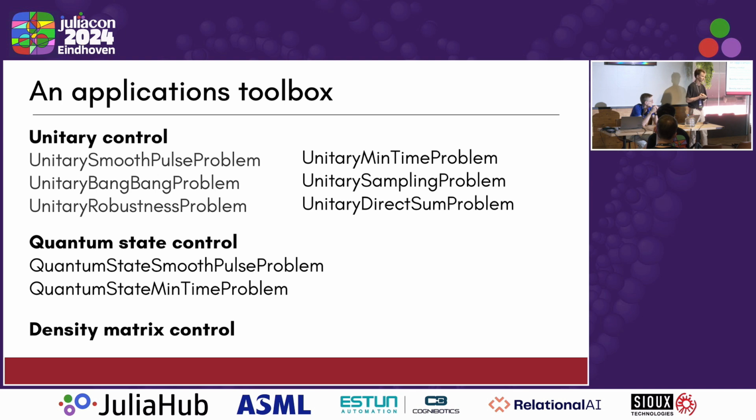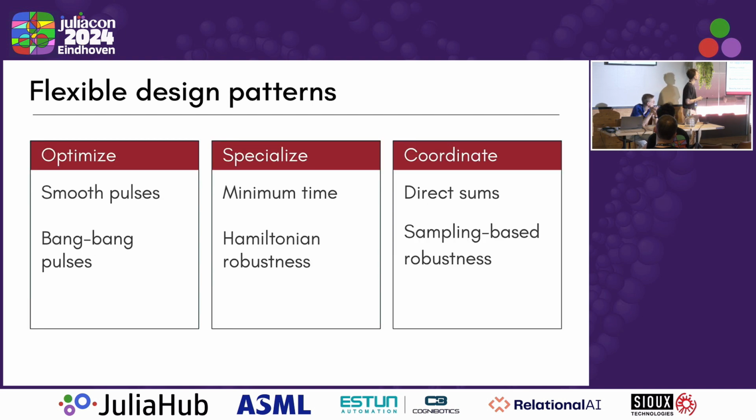Minimum time problems, where you constrain the final fidelity to be a certain value and then solve for the shortest gate you can do, which you can't really do in an indirect method. And you can do it in here, which is very cool, and we'll see that later. Sampling problems, direct sum problems. You can do stuff for quantum states as well, pretty much all the same things. And we're also right now working on density matrix control problems.